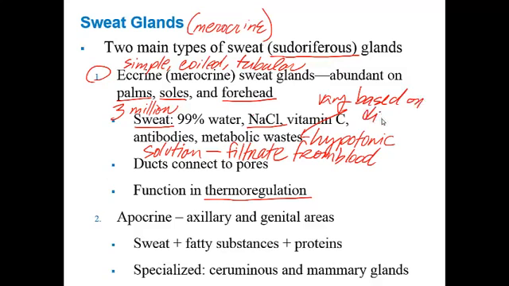Normally this sweat is going to be very acidic, so it's going to have a pH of 4 to 6, and it can help to contribute to the acid mantle, which helps to protect us. It is predominantly controlled by the sympathetic nervous system, so the sympathetic division of the autonomic nervous system. We'll talk more about that later in the semester.